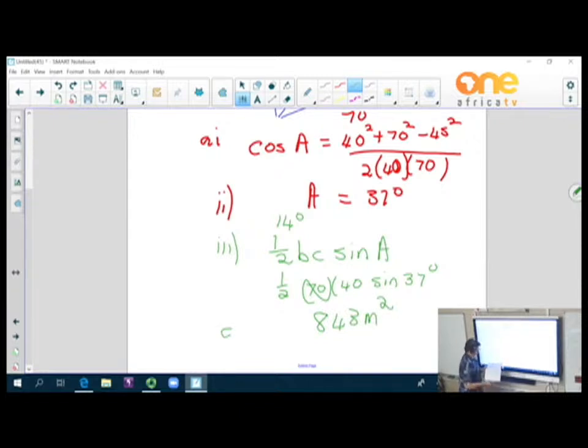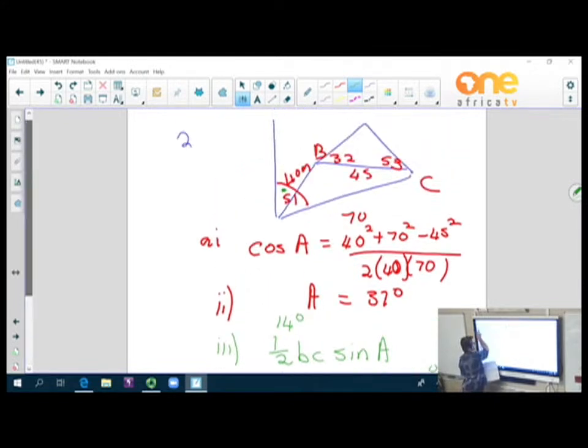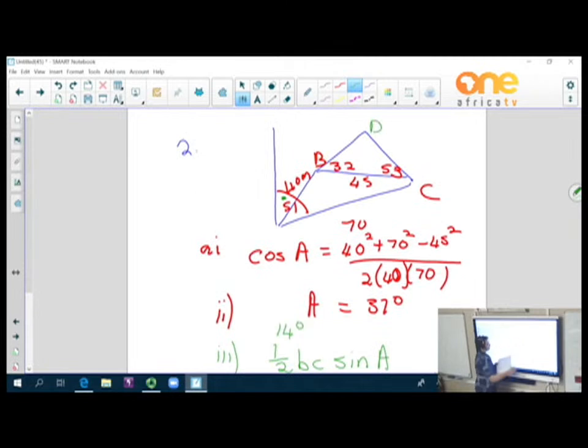And then the last one is number B. Another player is standing at D at the top. Let's just get the picture again. Is standing here at D at the top there. BC is 45, and that angle is 54 degrees. And now they say, and this one 32, calculate the length of BD, the length of BD.